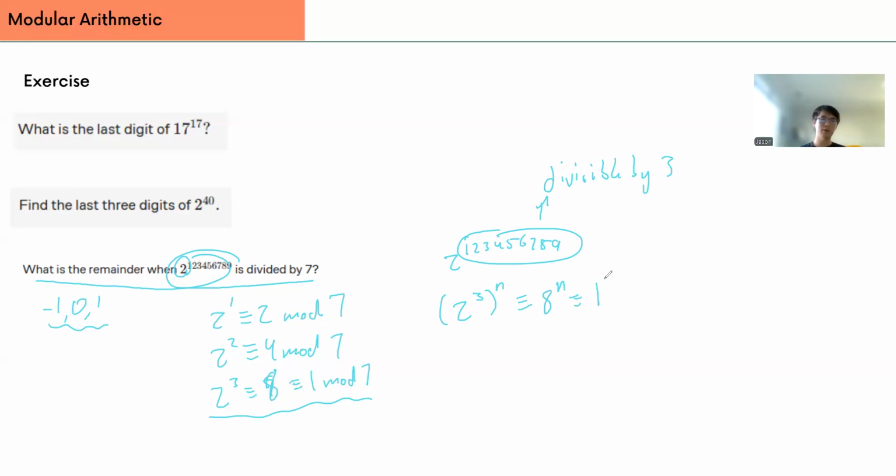But this is congruent to 1 mod 7. Right? So you see, we know n is an integer, so that's good enough because as long as n is an integer, this thing is congruent to 1. So this is just congruent to 1 mod 7. Sorry, I accidentally thought that this was -1. So make sure you understand why it's 1.